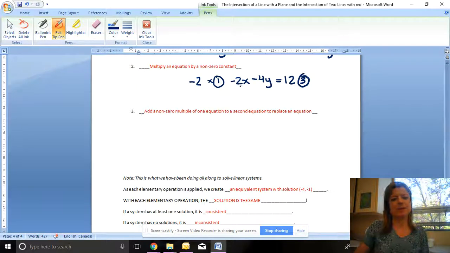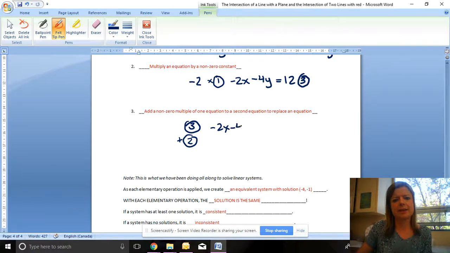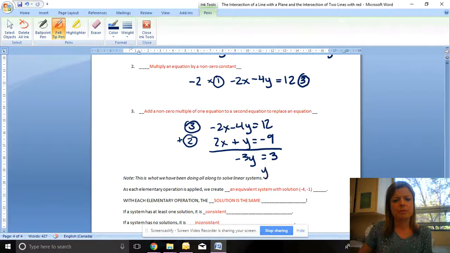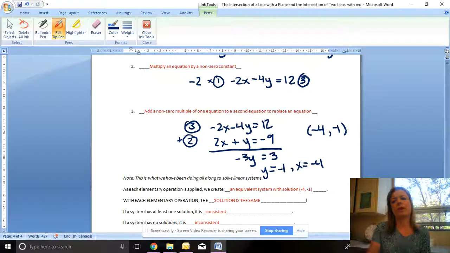The last elementary operation is to add a non-zero multiple of one equation to another equation. So I'm going to take equation 3 and add equation 2. -2x minus 4y equals 12 is added to 2x plus y equals -9. You add these together, you get -3y equals 3, which gives you y equals -1. You can put that back in, and you get x is equal to -4. So the solution to this linear system is -4, -1.